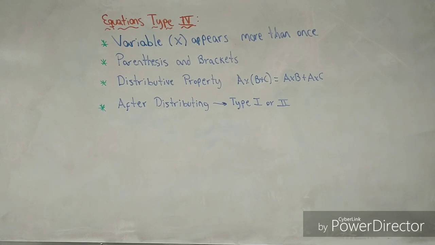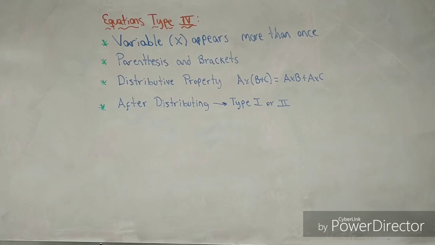Well guys, as I was telling you, this week we're going to talk a little bit about equations, type 4. So the first thing that you're going to see in this kind of equations is that the variable appears more than once. It can be x, as written here, but it can also be y, z, it can be any other letter.